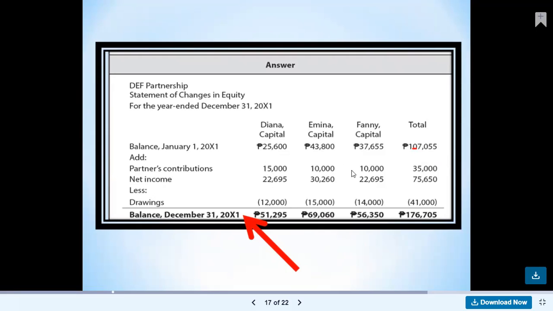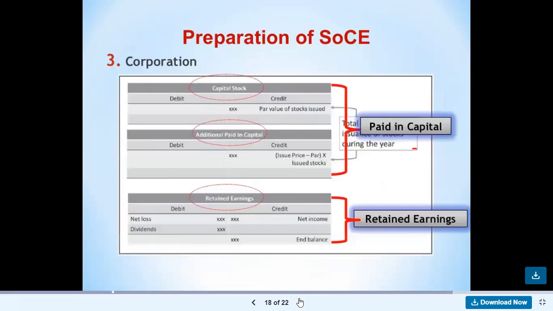The second partner is 75,650 times 40%. This will be the result, 32,260. And the same as the third partner, 22,695. Less the drawings or the withdrawal of each partner, then they have the balance on December 31, the ending balance of capital on December 31.